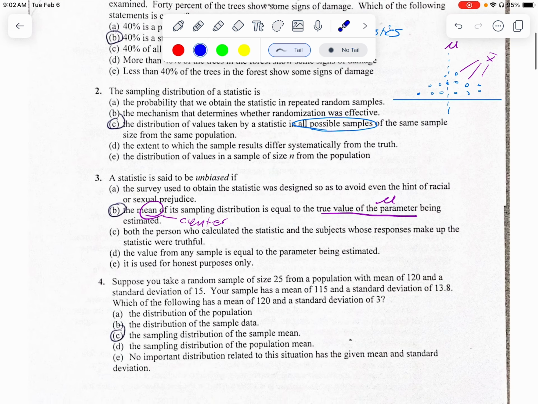Number 4. Suppose you take a random sample of size 25. So there's n from a population with a mu of 120 and a standard deviation sigma of 15. Your sample has a mean of 115. So this is just your one sample, and your sample had a standard deviation of 13.8. This is a single sample, and this is misleading to people because you almost don't even need this for what they're asking you. It says, which of the following has a mean of 120 and a standard deviation of 3?